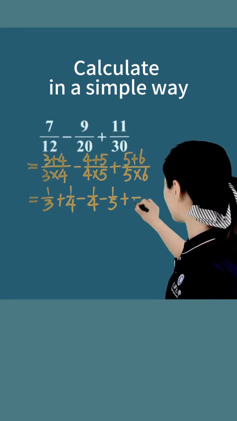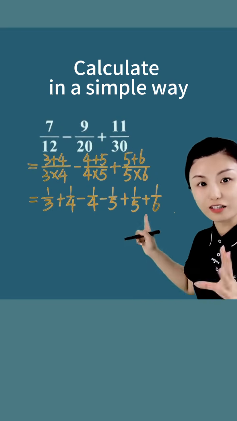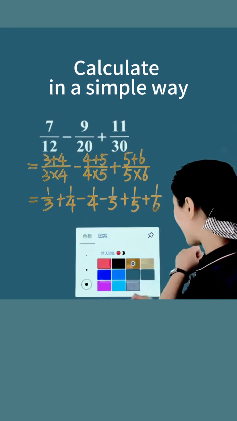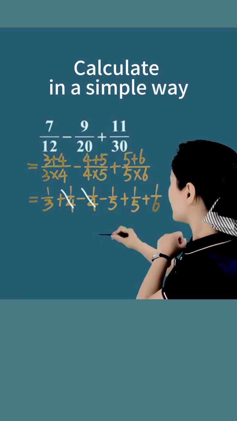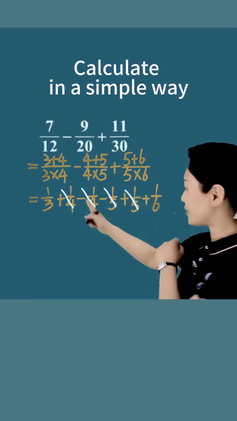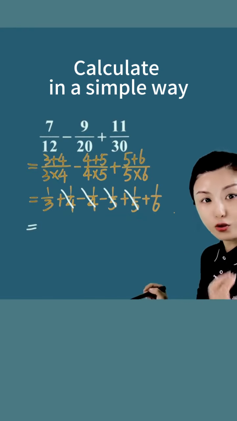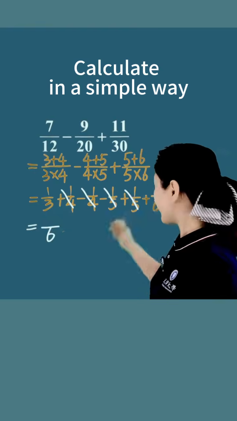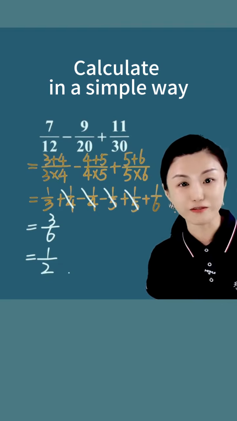Let's write a bit more. Add 1/6. Now, looking at this, do you think we still need to use a diagram for this problem? There's absolutely no need anymore, right? Is there a shortcut method? This 1/4 minus 1/4 cancels out, and minus 1/5 plus 1/5 also cancels out. You're just left with 1/3 plus 1/6. When you find a common denominator, what do you get? Over 6. 2 plus 1 is 3/6, and if you simplify one more step, that's 1/2. Easy to solve. Did you get it?